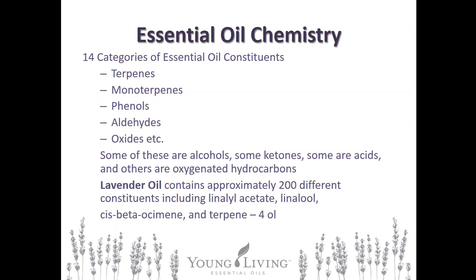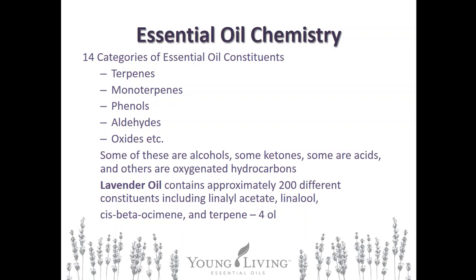Well, essential oils are made up of constituents, and there are 14 categories. Now, we're not going to cover all 14 categories tonight. These are just some examples, so you have a little bit of an understanding of what's going on with this. So we have things like terpenes, monoterpenes, phenols, aldehydes, oxides, etc.